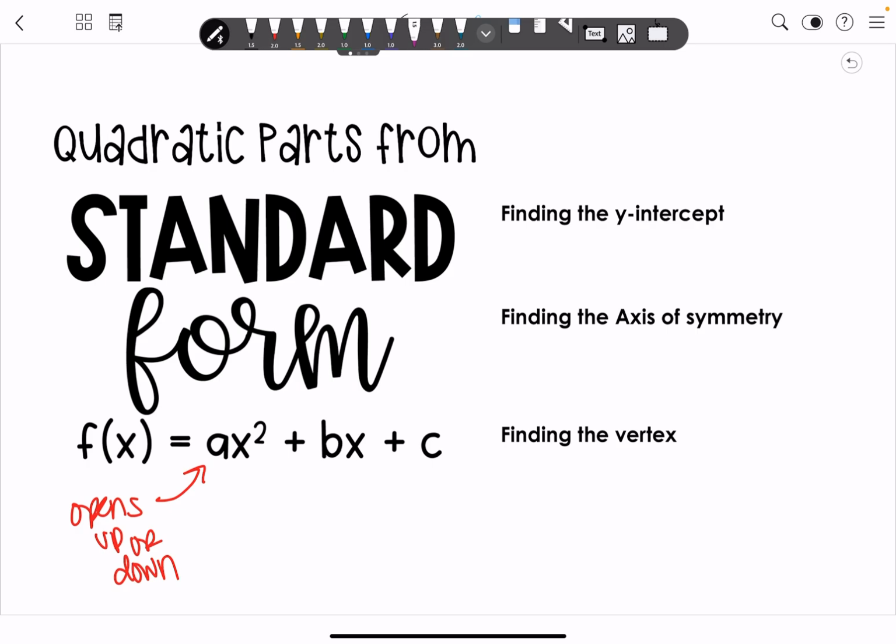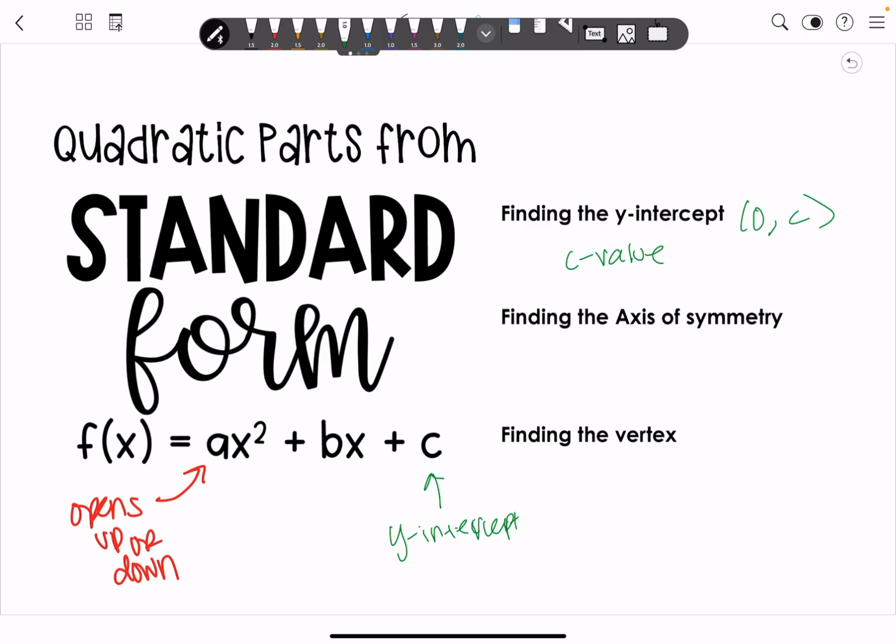Now, the B value is the coefficient of your x, where A is the coefficient of your x squared. Your C value right here is actually your Y-intercept. So the way that you find your Y-intercept is super easy. It's just 0, whatever your C value is. So it's your C value.